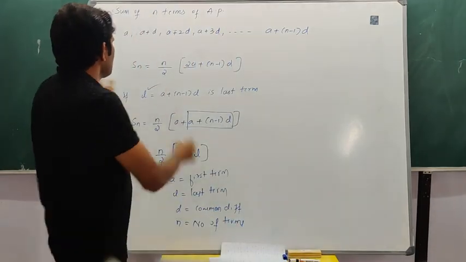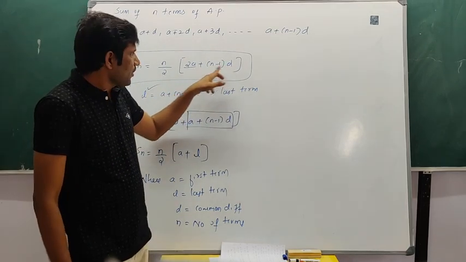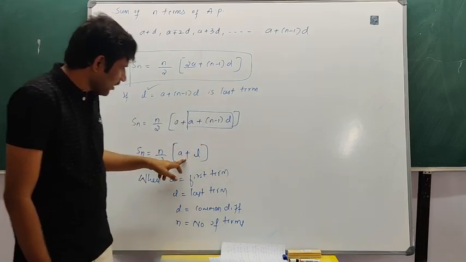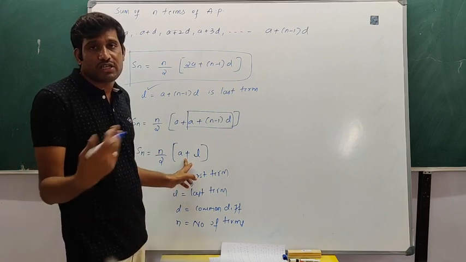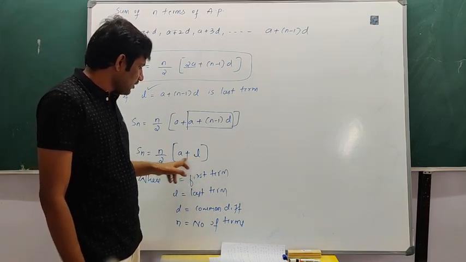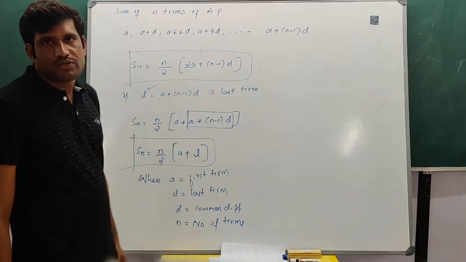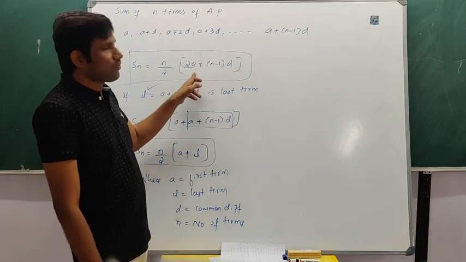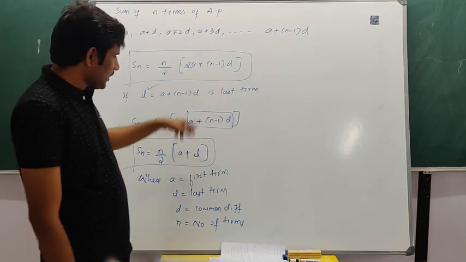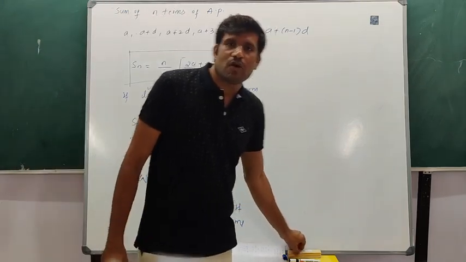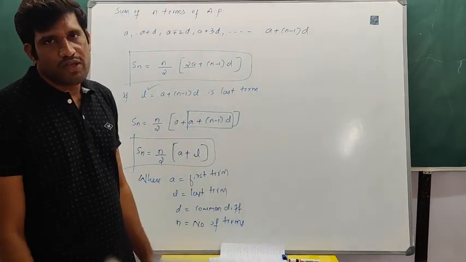This formula we can use when we know the value of a, the first term, the common difference, and n. And this formula we can use when we don't know the common difference. Instead of the common difference, they give the first term and last term. When they give the first term and last term, we can go for this formula. In both cases, we should know the value of n, the number of terms. So by using these formulas, we can find the sum of n terms of a given AP.